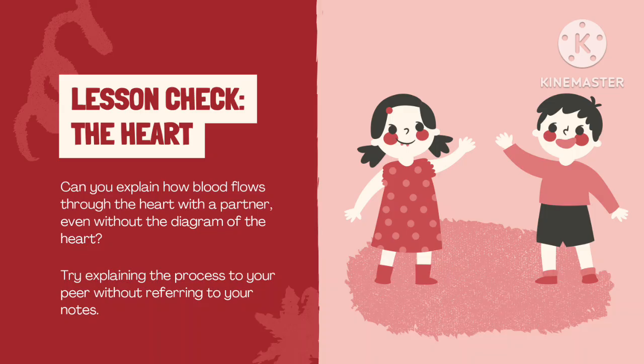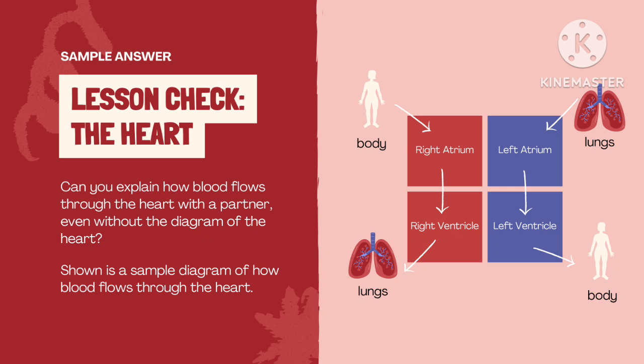Lesson check. The heart. Can you explain how blood flows through the heart with a partner even without the diagram of the heart? Try explaining the process to your peer without referring to your notes. First do this and then see the answer. It is a sample answer to your question. You just see and check your answer with this answer.